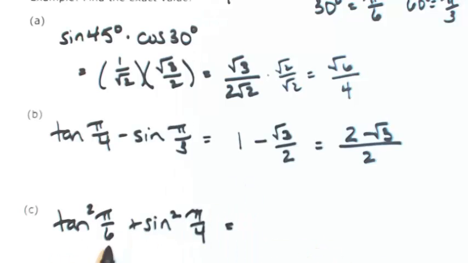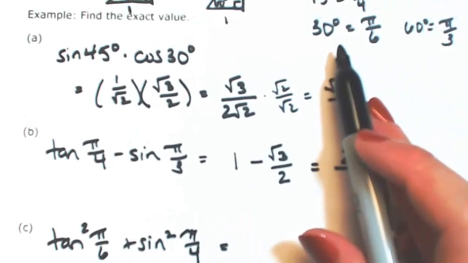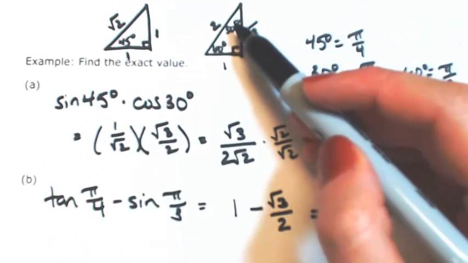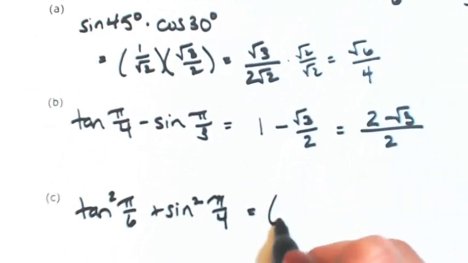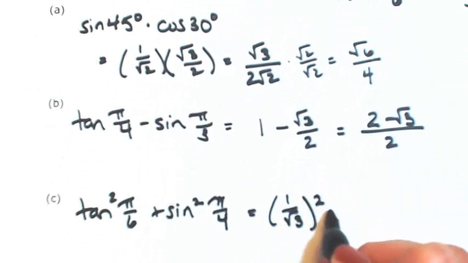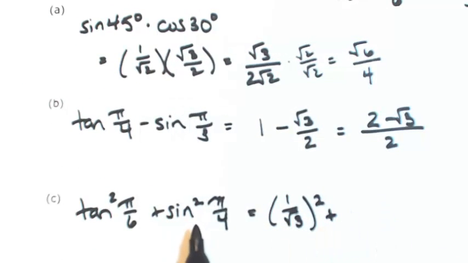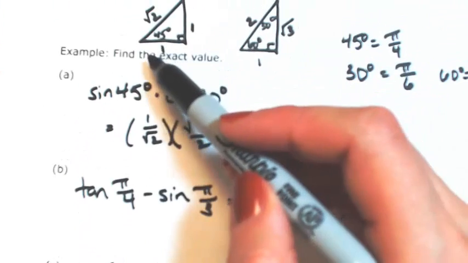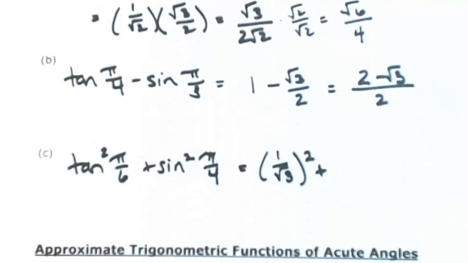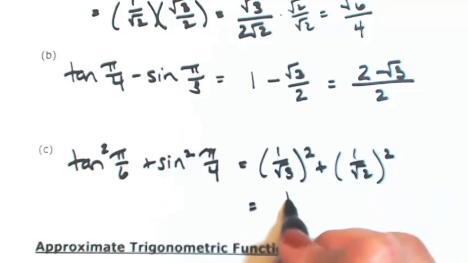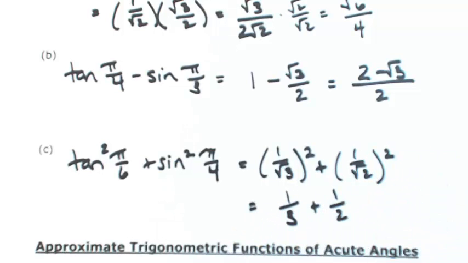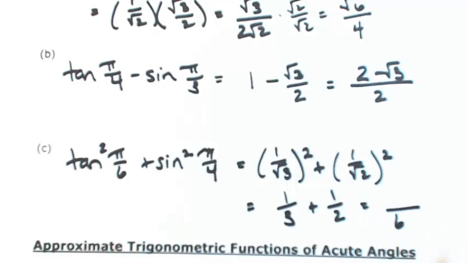Okay, so again, tangent of pi over 6 is the same thing as tangent of 30 degrees. So finding 30 degrees, the tangent is going to be opposite over adjacent, and then I'm going to square that. Sine of pi over 4, same thing as sine of 45 degrees. So 1 over the square root of 2, square that. So squaring top and bottom, I get 1/3 plus 1/2. Common denominator of 6. So 1/3 is the same thing as 2 over 6, 1/2 is 3 over 6, so 5 over 6.